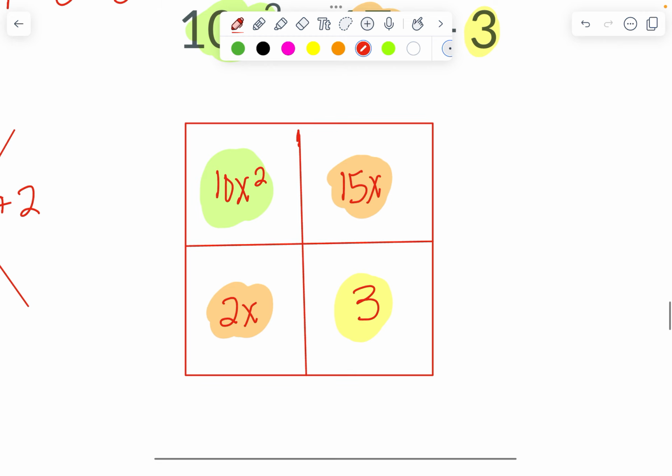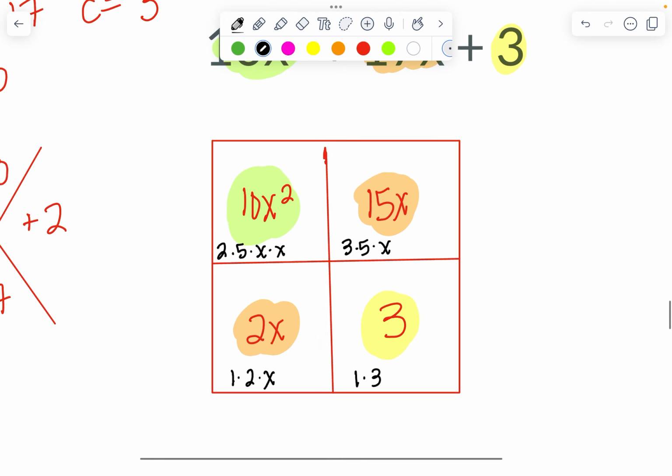And then I just find the GCF of each row and each column. If I look at 10x squared, that's the same as 2 times 5 times x times x. 15x is 3 times 5 times x. 2x is 1 times 2 times x. And then 3 is just 1 times 3. So now I just look for the GCF.